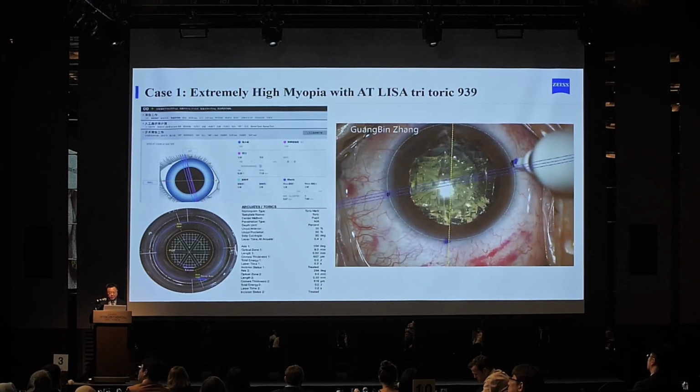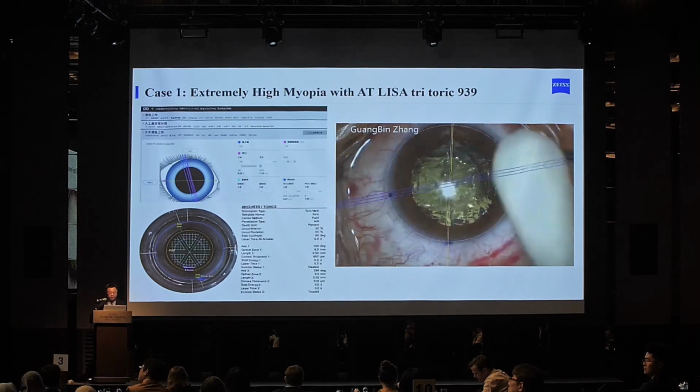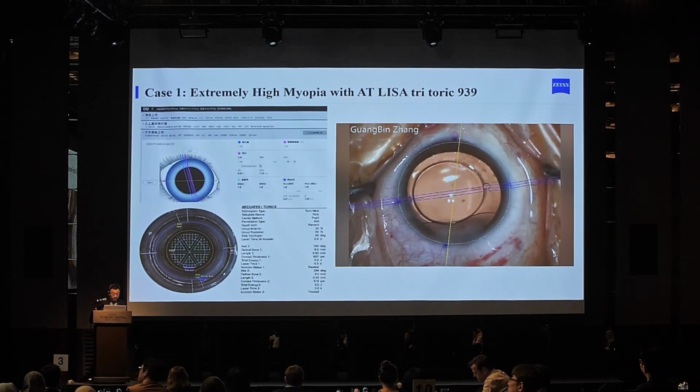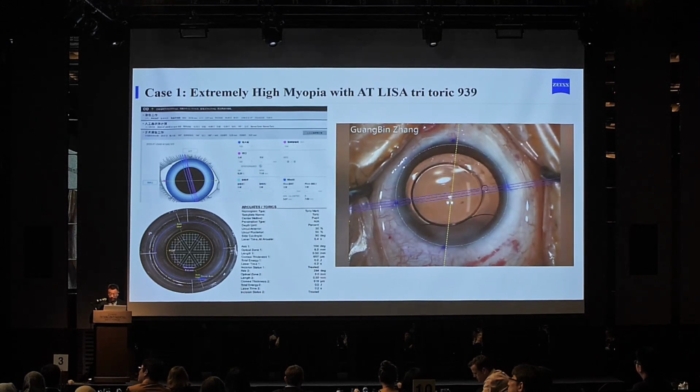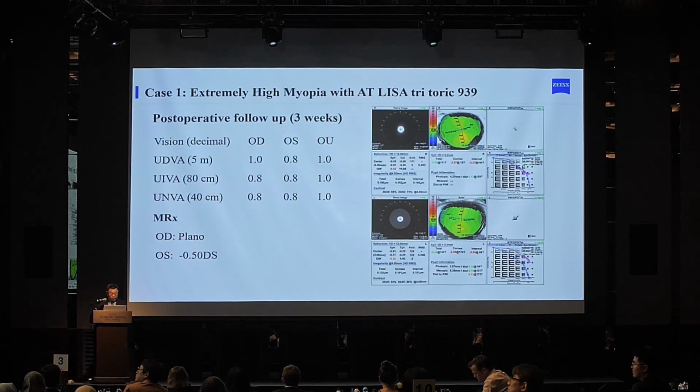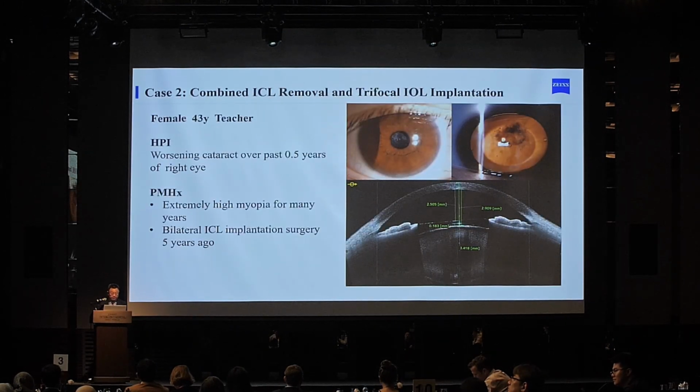Usually, this corneal mark is about 0.5 millimeters. Three weeks postoperatively, the patient achieved good near, intermediate, and distant vision. Astigmatism correction yields superior visual outcomes, and the OPD scan results also showed excellent visual quality.